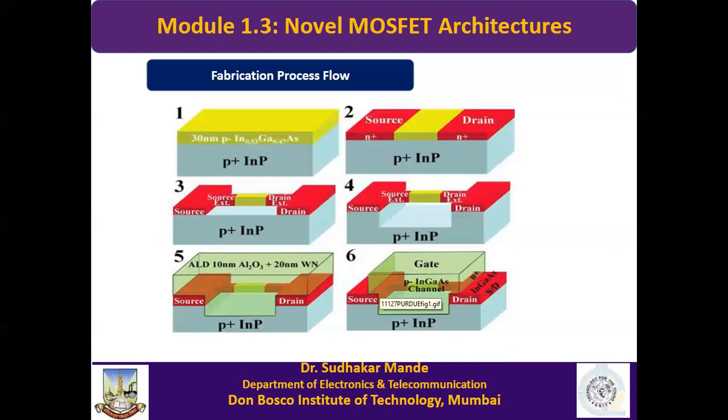So this is a simple fabrication flow. It looks very simple, but it's very complicated, because creating such floating, suspended structures is difficult, but they create them. This is not a unique process flow to fabricate a GAA MOSFET. There are various processes, but I have shown one by which one can fabricate a GAA FET.